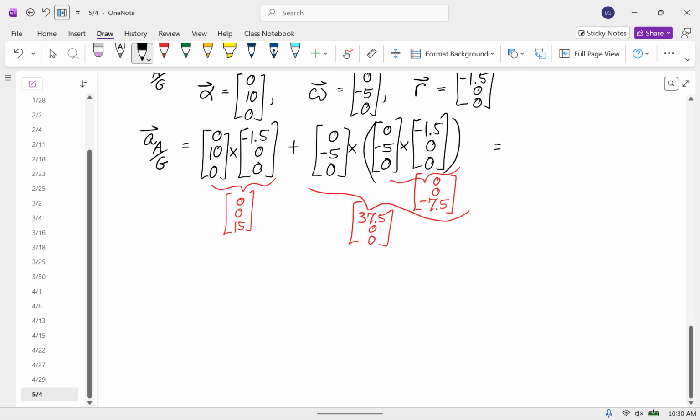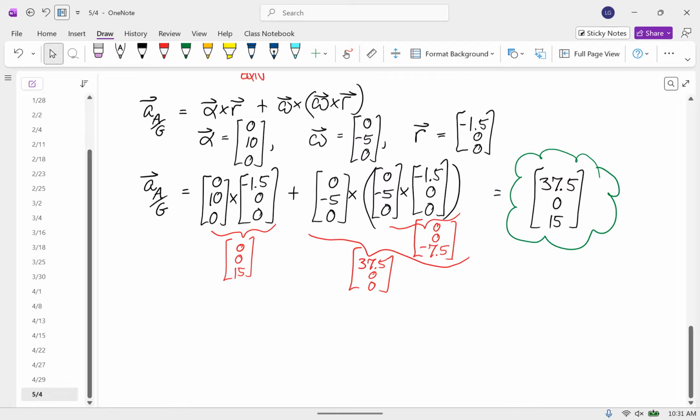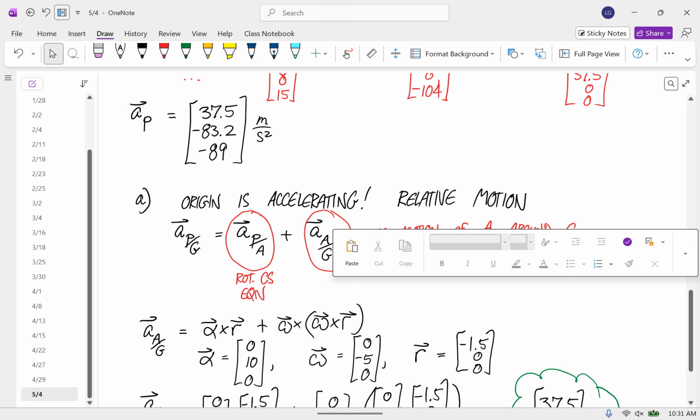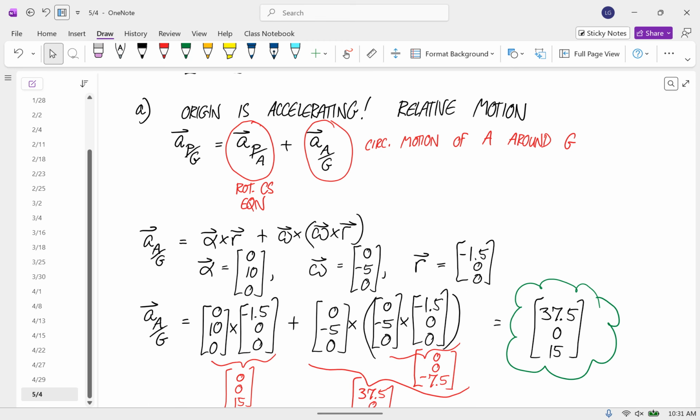And so this acceleration of A relative to G is 37.5, 0, 15. And we'll put this aside and come back to it. Okay, so what we've calculated here is the acceleration of A relative to G. And now we have to calculate the acceleration of P relative to A using a rotating coordinate system approach.